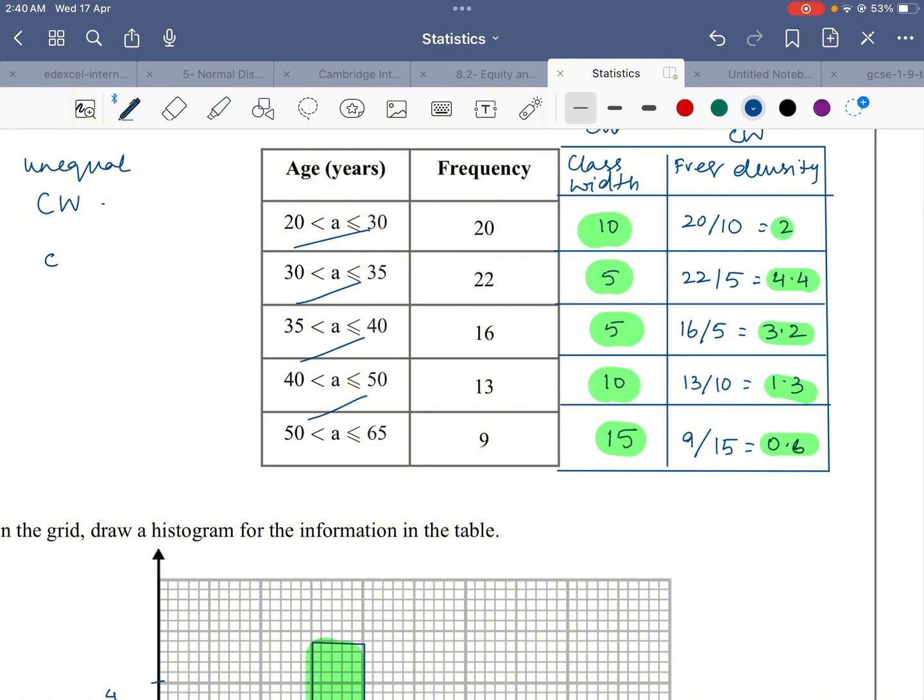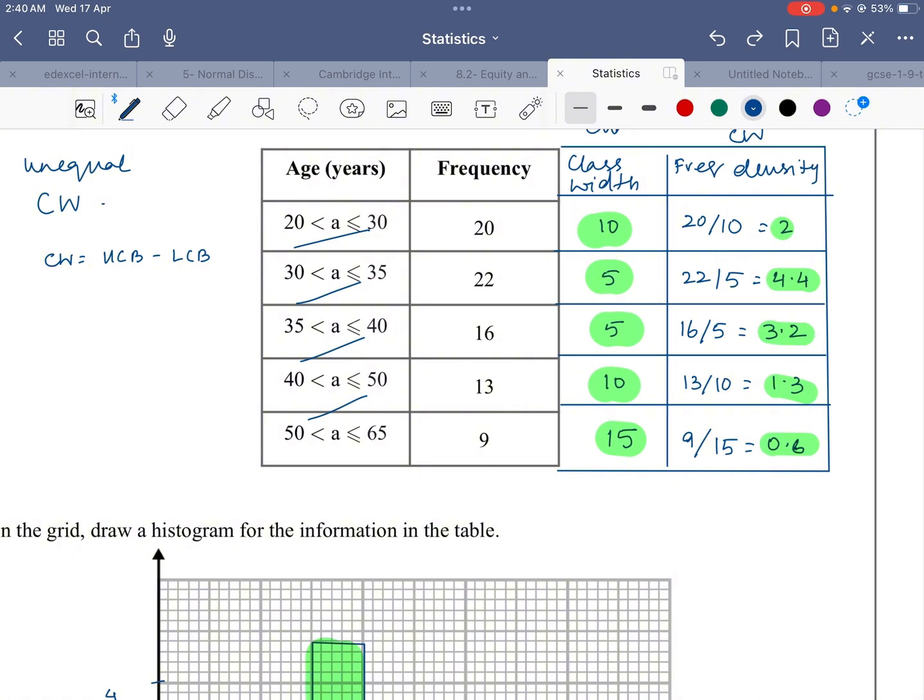How do we calculate the class width? Class width is equal to upper class boundary minus lower class boundary. This is the class width. Also, you need to notice that the upper class boundary of the first class and the lower class boundary of the second class always have to be the same. If they are not the same, then with this data you cannot make a histogram, because for a histogram we need a boundary. We don't need a boundary for a bar chart.